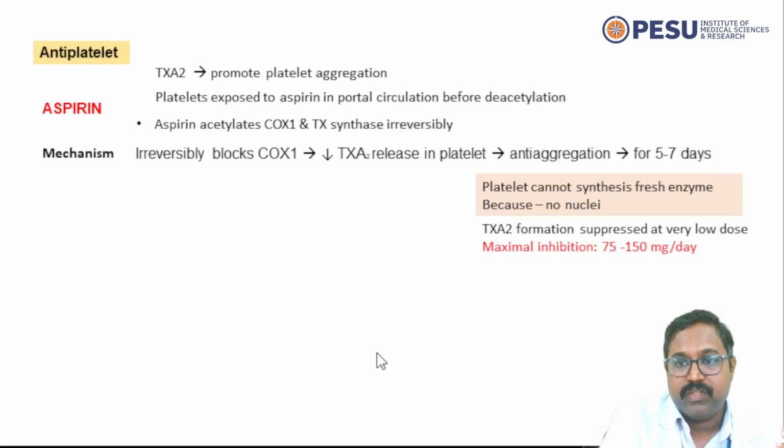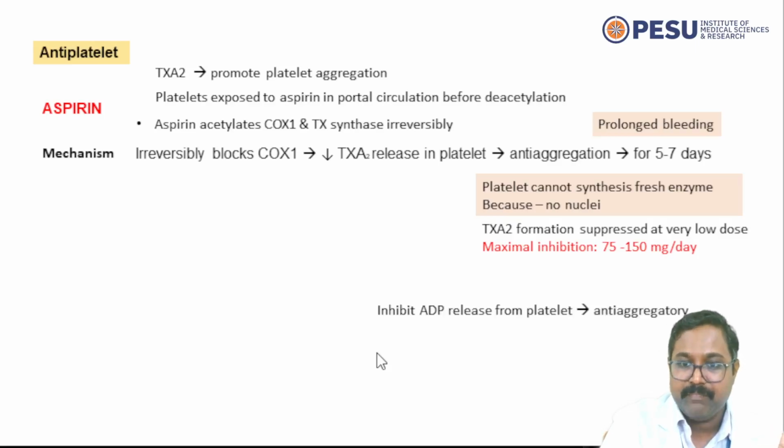Because of this, there is an increased risk of bleeding. Maximal inhibition will be seen at a lower dose, so low dose aspirins are preferred. Low dose aspirin means the dose ranging from 75 to 150 milligram per day, or 75 to 325 milligram per day. Because of the absence of functioning platelets, there can be an increased risk of prolonged bleeding.